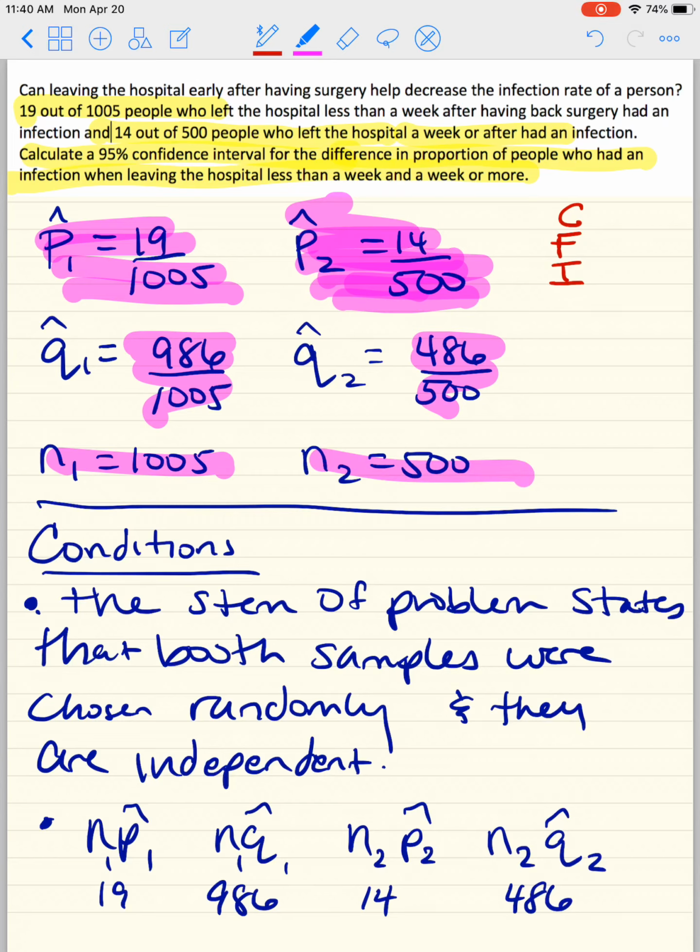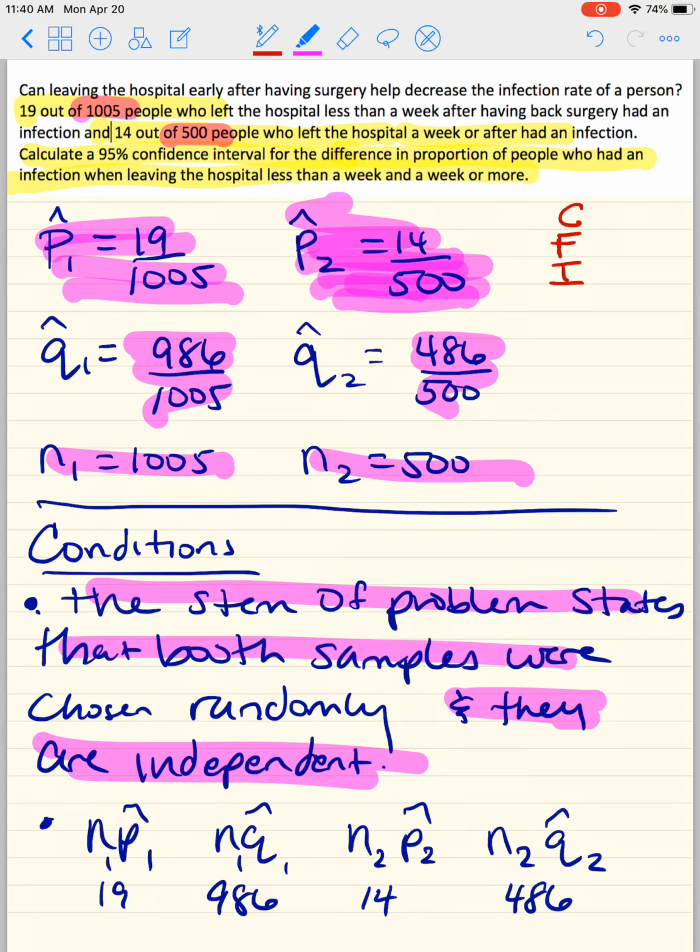Your conditions. I'm sorry that I didn't write this, but I'm going to assume the stem of the problem states that both samples were chosen randomly and that they are independent. That's actually important because you don't want any of these 1,005 to be the same people that are in the 500. So you have to make sure that they have nothing to do with one another. Then your second condition is you have to check that all four of them are greater than 10, not greater than 30. 30 is only for the central limit theorem.